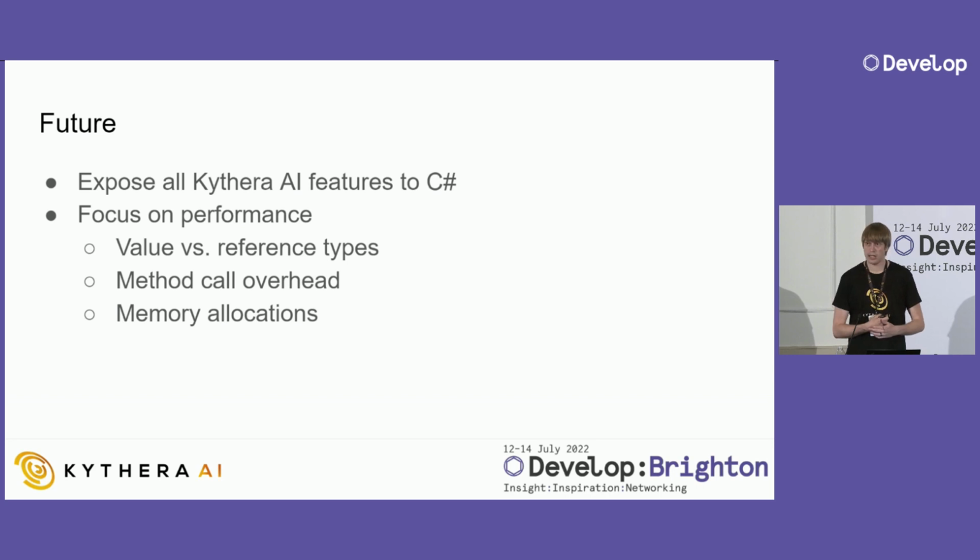And also memory allocations. Should we do memory allocations as much as possible on the C++ side or on C#, or doesn't it really matter? I just want to do more benchmarks on that.